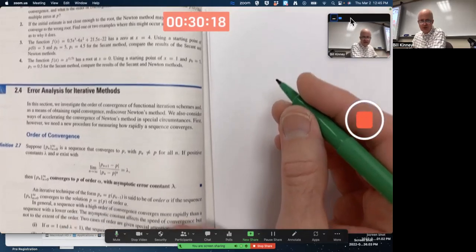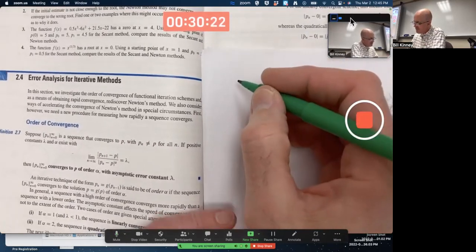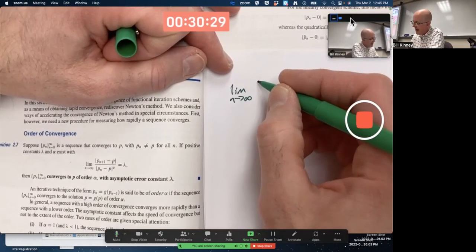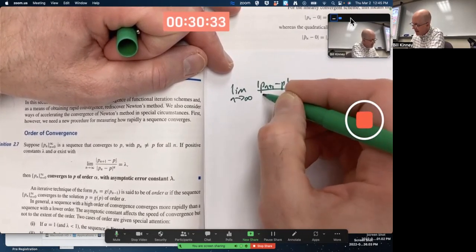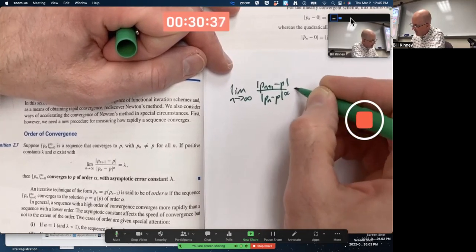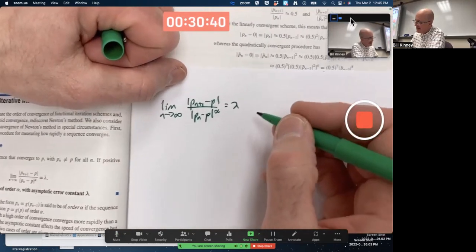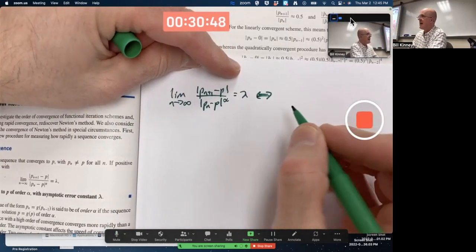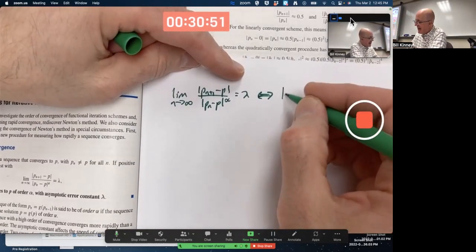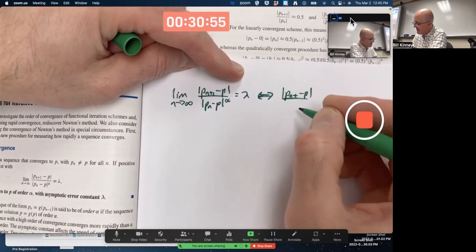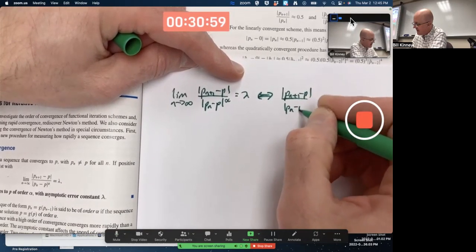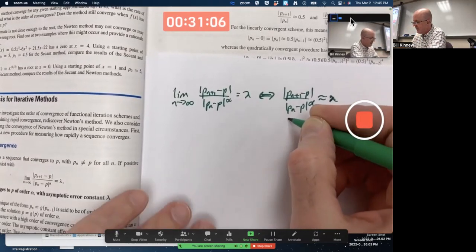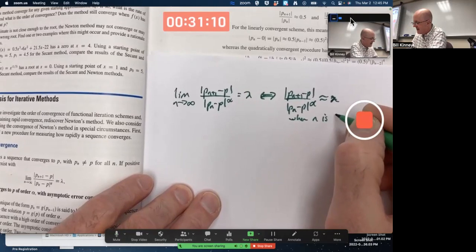But it's also worthwhile to think of this in terms of an approximate equation. Saying that the limit as n goes to infinity of the absolute value of Pn plus 1 minus P divided by the absolute value of Pn minus P to the alpha power equals lambda, is basically equivalent, in a vague kind of way, to saying that this ratio is approximately equal to lambda when n is large. That's a very vague statement.